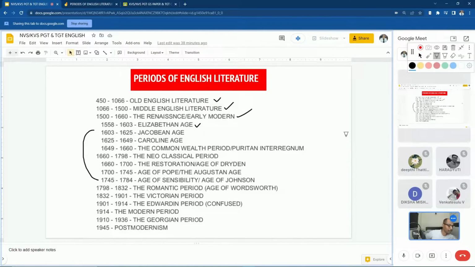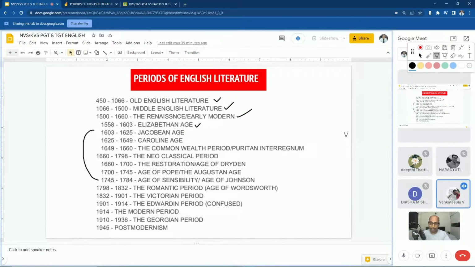Ghoshji. Yes, sir, you are right. In order to remember each and every age in the correct sequence, somehow you have to know the ages and the social, socio-economic background of the ages. We need to know some basic concepts, sir. You are right, sir. What about Venkatesh, sir?